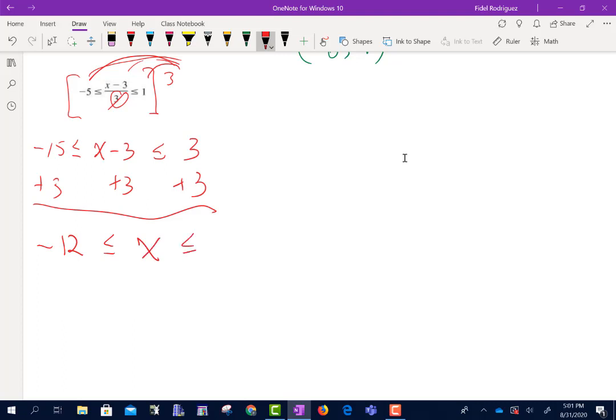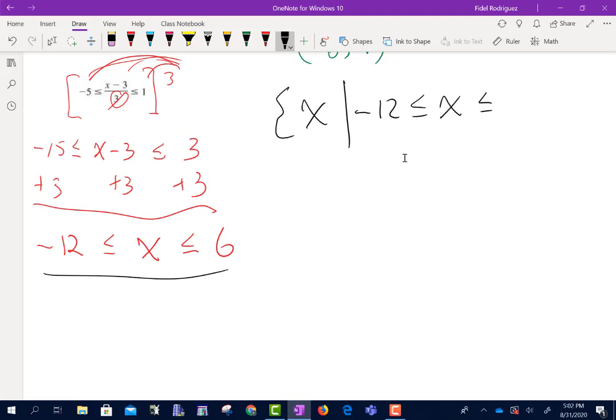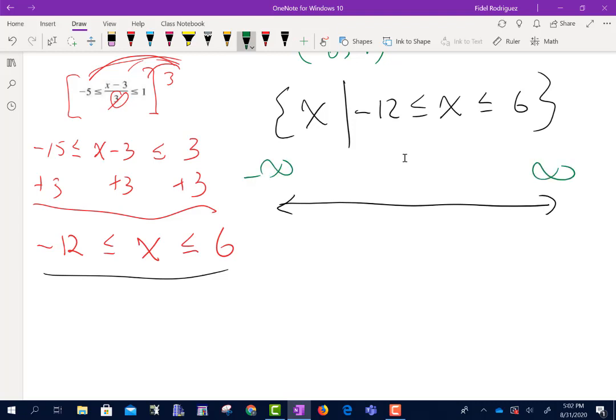Okay, now let's go ahead and add 3 here, add 3 here, add 3 here. This leaves me with a -12 less than or equal to x, which is less than or equal to 6. Okay. So let's write our solution set, x such that, remember, copy and paste, -12 less than or equal to x, less than or equal to 6.